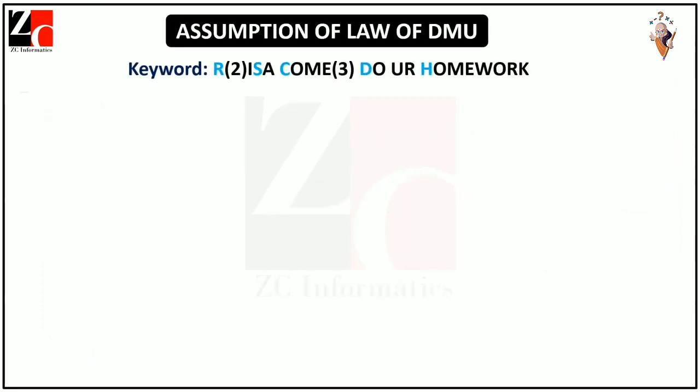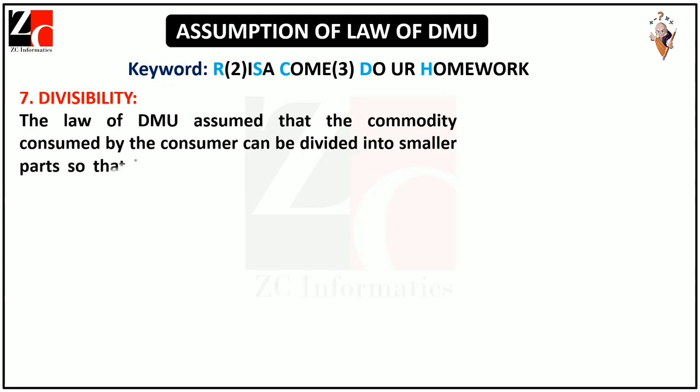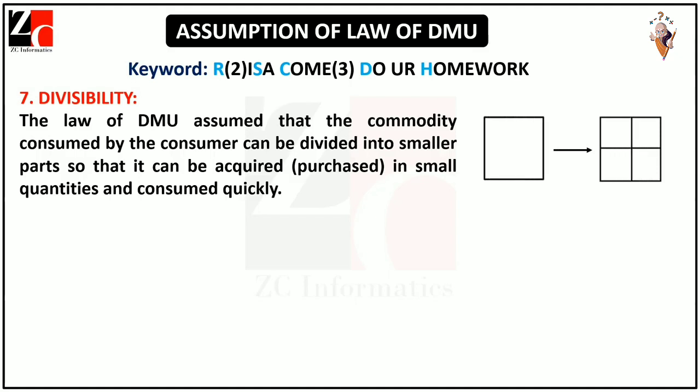Point number 7. Divisibility. The law of DMU assumes that the commodity consumed by the consumer can be divided into smaller parts so that it can be acquired, that is purchased, in small quantities and consumed quickly. The law assumes that the commodity consumed by the consumer is divisible so that it can be acquired in small quantities for quick consumption.